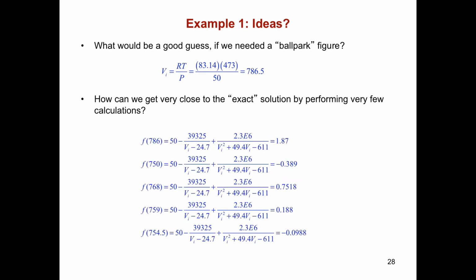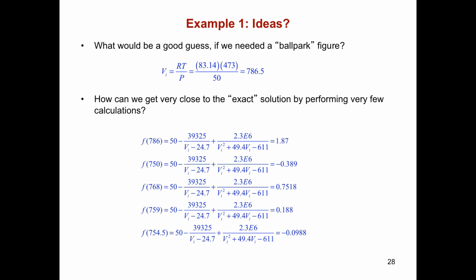And then I can see what my F evaluated for this V_i is, and it's about 1.87. Then I decide to go a little lower, okay? And I see that I'm negative if I plug that in. Now this is already cool. I have a function, and I have a negative value and a positive value. Wherever I have a 0 must be somewhere in between these two. So I'm going to try 768, and I'm going to get positive, a little closer to 0 than 1.87. And you can keep going.